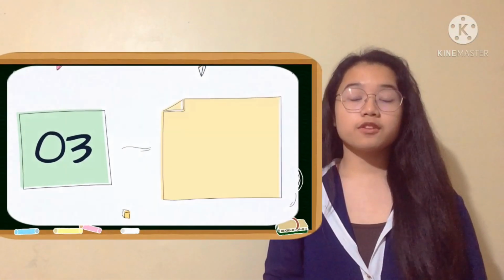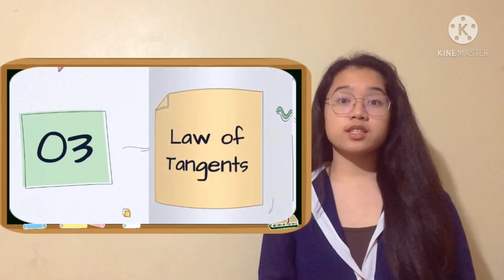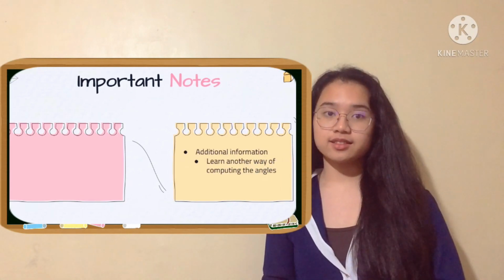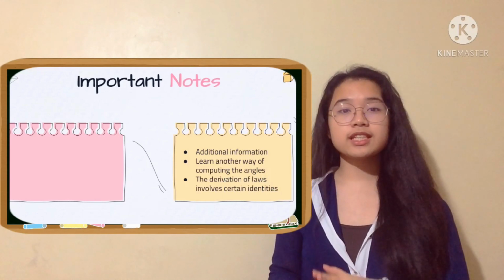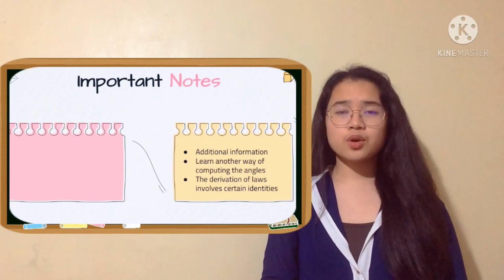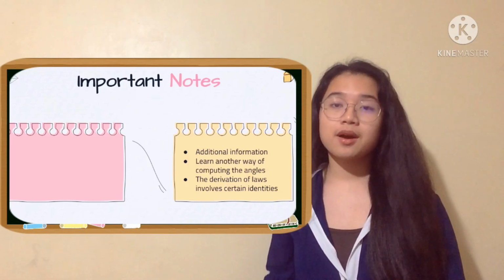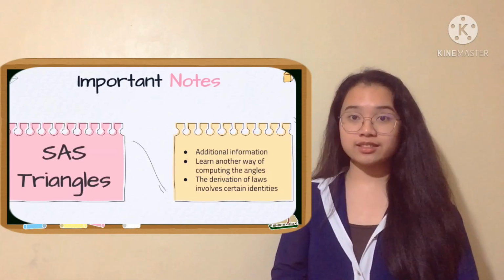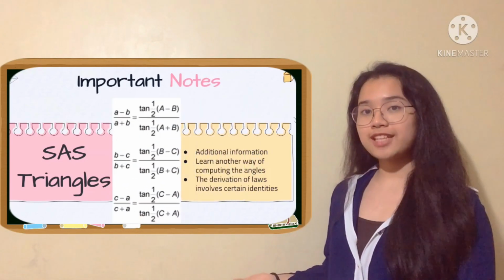The last law would be the law of tangents. This is just additional information for you in order to find another way of computing angles. The derivation of this law involves certain identities from the previous laws we've learned a while ago. This law of tangents does not have any proof yet, but we could explore our skills and knowledge in using this in SAS triangles. Therefore, these are the formulas we used for the law of tangents.